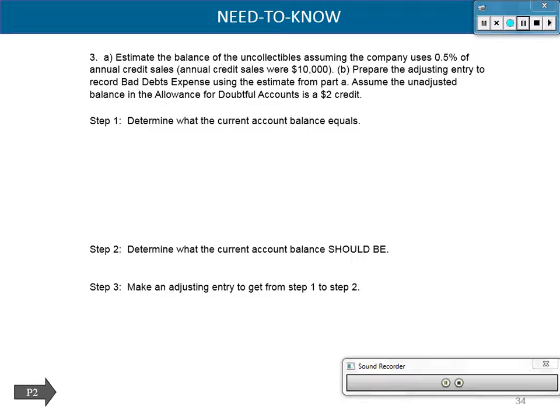It says estimate the balance of uncollectible. They use 0.5% of annual credit sales, which were 10,000. Prepare the adjusting entry to record bad debt expense using what method? This is a percent of sales at this point. So 10,000 times 0.5% equals what? This is the percent of sales method. 0.5%, not 5%. How much is it?